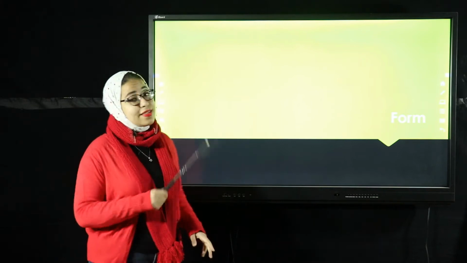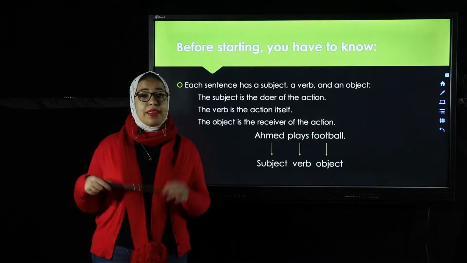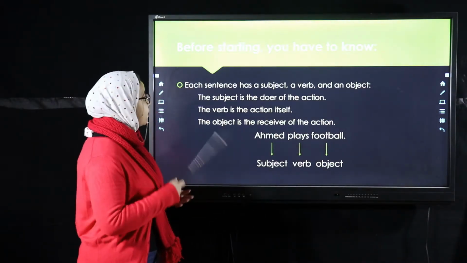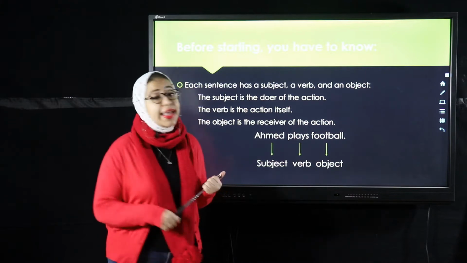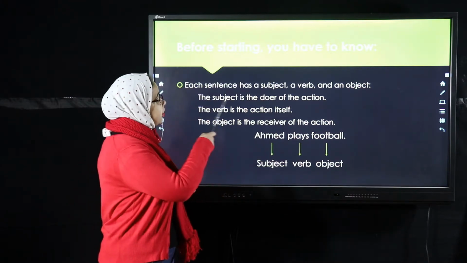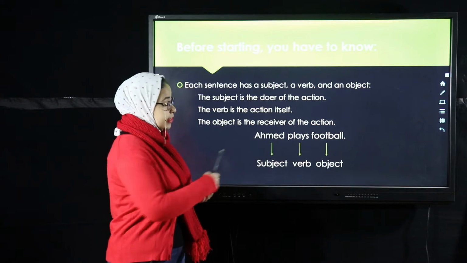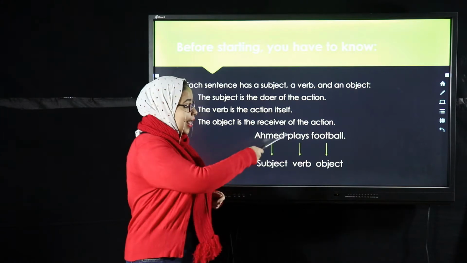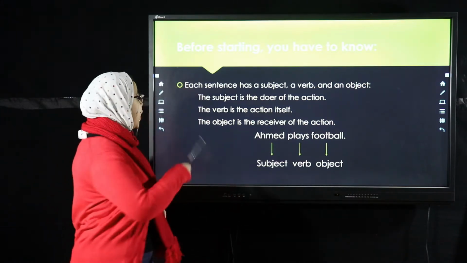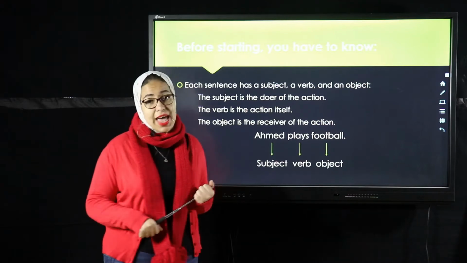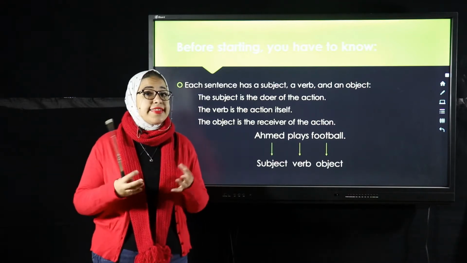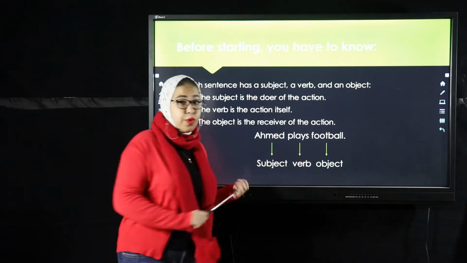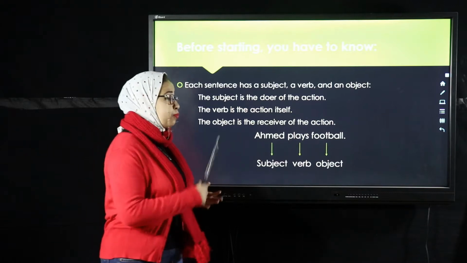And the second part is the form. How do we form the passive voice? Before starting, we have to know that each sentence has a subject, a verb, and an object. Like here, the subject is the doer of the sentence. Ahmed is the subject. And the verb is the action itself. Play or plays, that's the action, that's the verb. And the object is the receiver of the action, the thing or the person that received the action. What does Ahmed play? He plays football. So football is the object, okay?